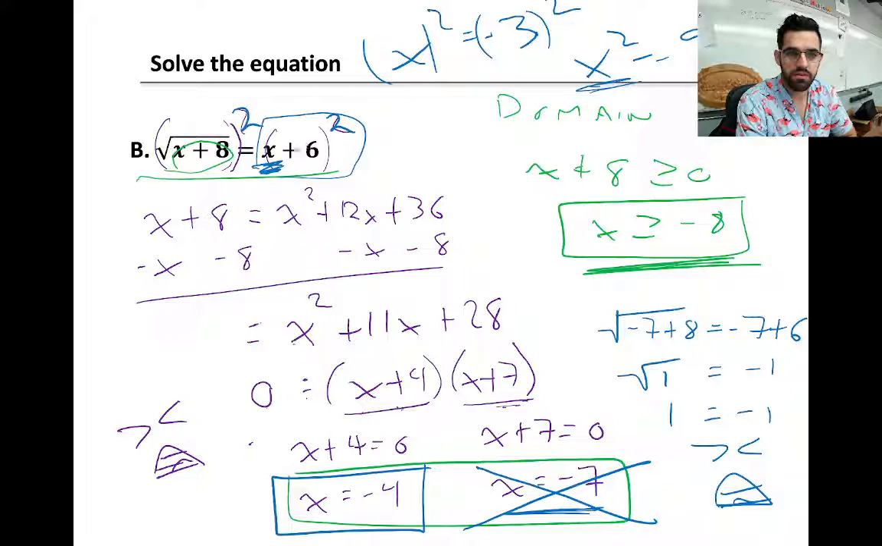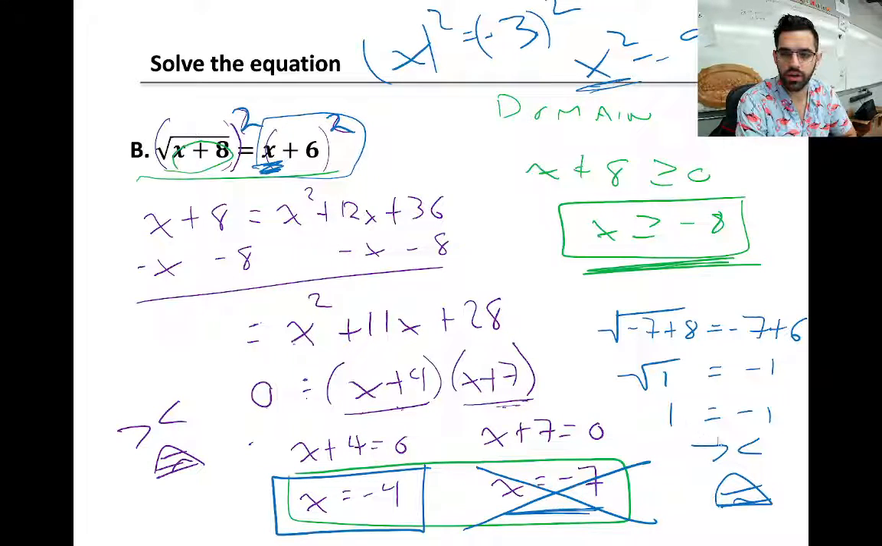If I plug in negative 4, I get negative 4 plus 6, that's positive 2, that's okay. That's in our domain. If I plug in negative 7, I get negative 7 plus 6. Well, negative 7 plus 6 is negative 1, and that's not positive. There's no way a square root of any real number will equal negative 1. Right? That's our imaginary number. So we omit negative 7. Negative 7 is not a real solution to this problem. It is an extraneous solution that was created when we squared the x plus 6.